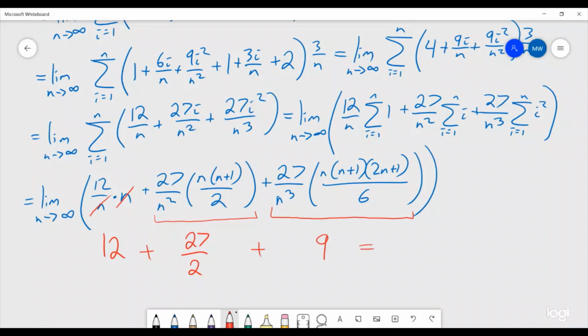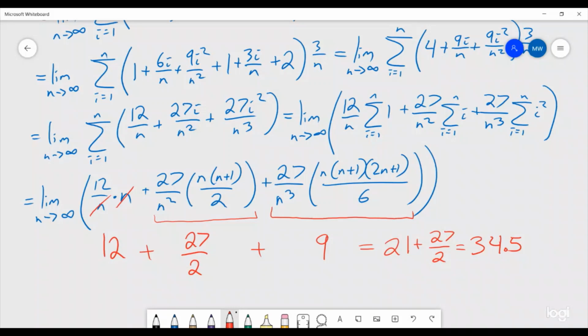It is 21 plus 27 halves. Let's see, 27 halves, that's 13.5, so that becomes 34.5. That is our final answer.